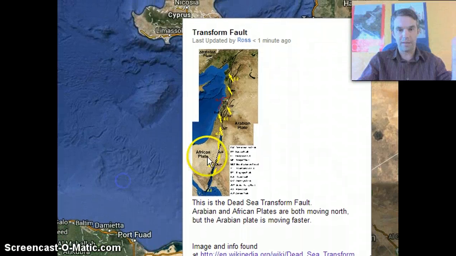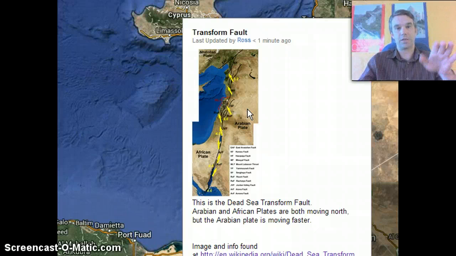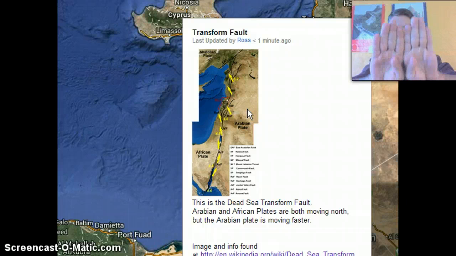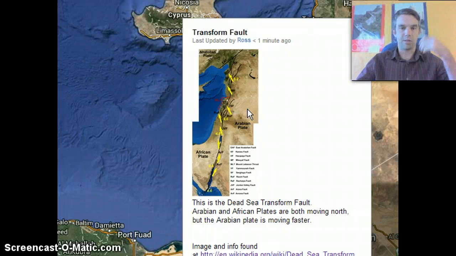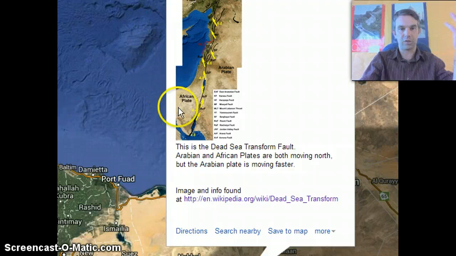And what's happening is that the two plates are actually both moving in the same direction. So instead of doing this, they're going in the same direction but at different speeds. Okay? So because of that, you still get slipping along the fault line. And it's the Arabian plate that is actually moving at the faster speed.